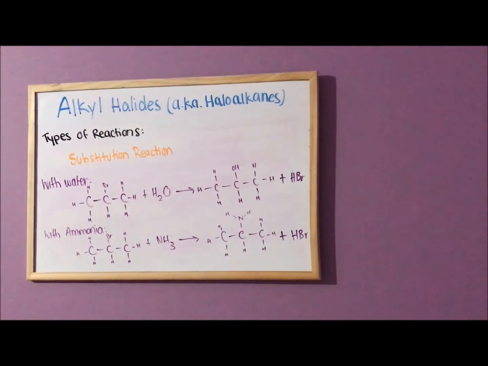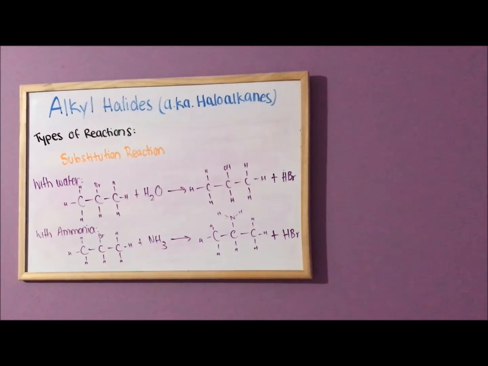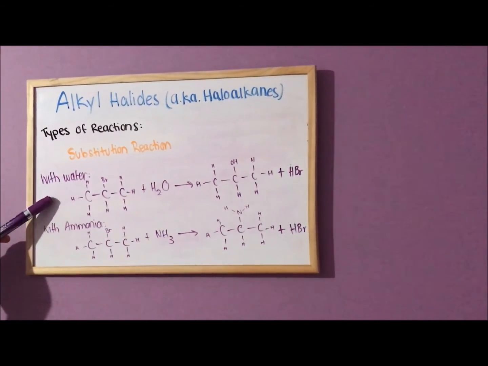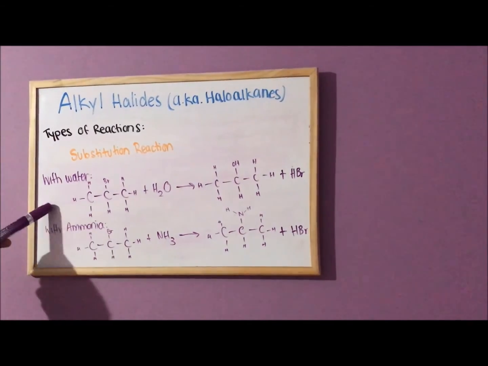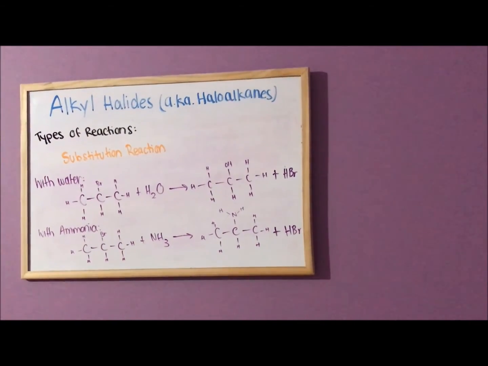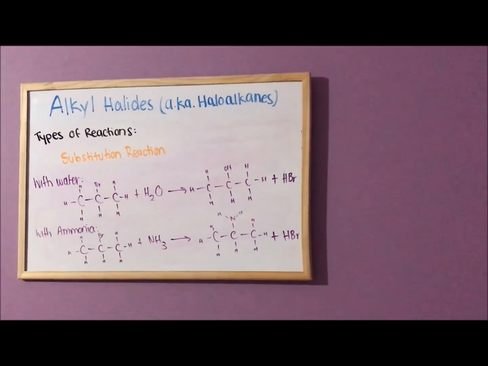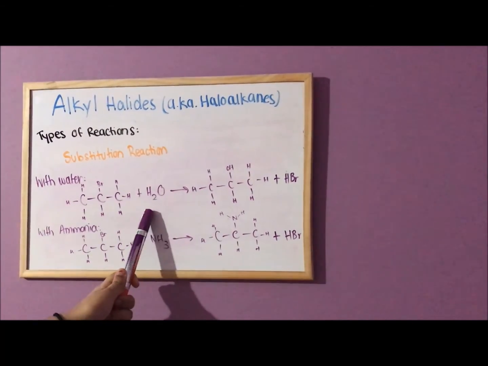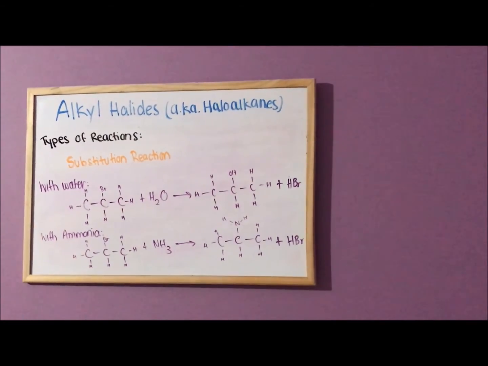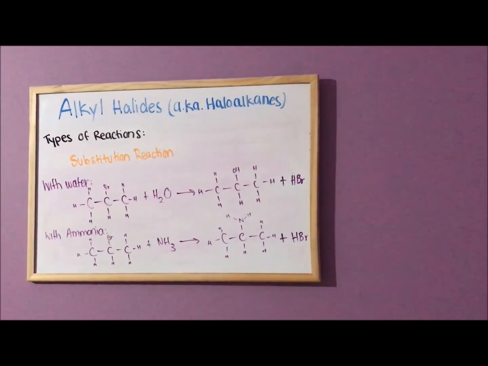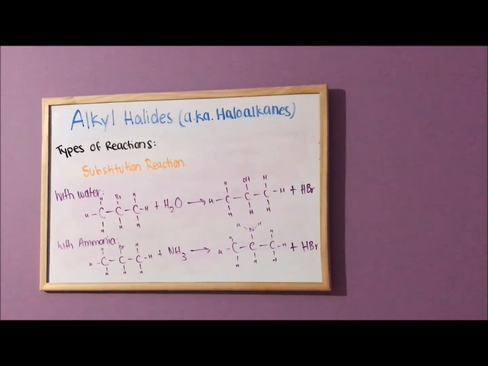The last type of reaction we're going to talk about for alkyl halides is a substitution reaction. For example, if we were to do a substitution reaction with water, so if we had 2-bromopropane and we added water to it, then we would produce 2-propanol, because the O and the H from the H2O would replace the bromine and you would be left with HBr. So your products would be 2-propanol and hydrobromic acid.